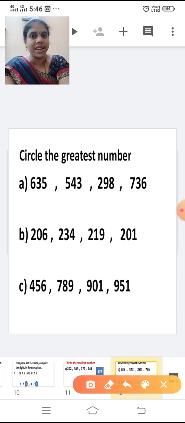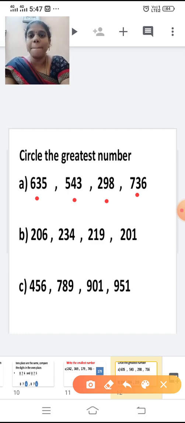Now circle the greatest number. You're going to circle the greatest number. So first, 4 numbers have been given for you. You first see the numbers: 635, 543, 298, 736. I'll repeat it one more time. 635, 543, 298, 736. Now tell me which is the greatest number that you're going to circle.